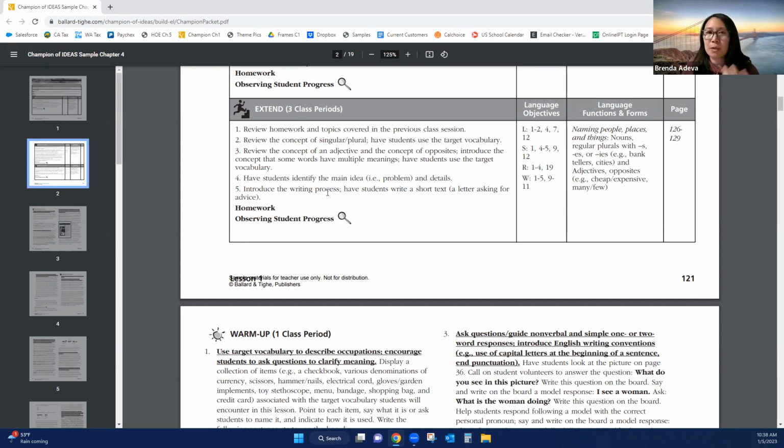And then you're going to introduce the writing process. We always encourage the writing process, and definitely you're going to have them write a short text. This time it is a letter asking for advice. So, writing for a specific purpose.